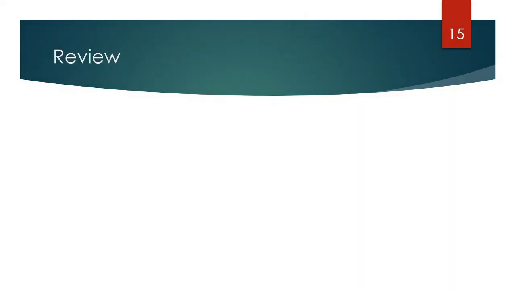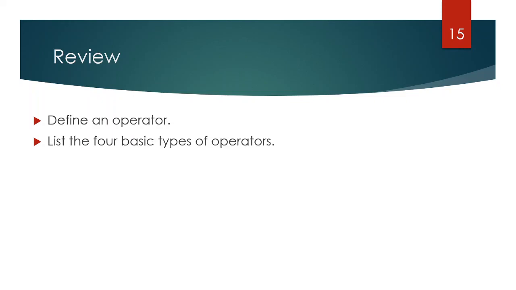Now let's review. Define an operator. An operator is a mechanical device that is going to actuate a contact block for us to be able to use that contact block's action to be able to control something. We want to list the four basic types of operators. We're going to have push buttons. They're either going to be momentary or latching. And we're going to have selector switches. They can either be two-position or three-position, as well as they can either be latching or maintaining.